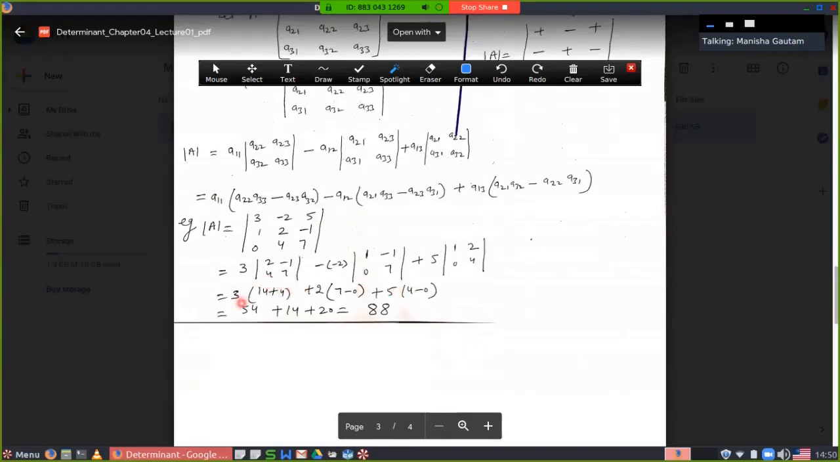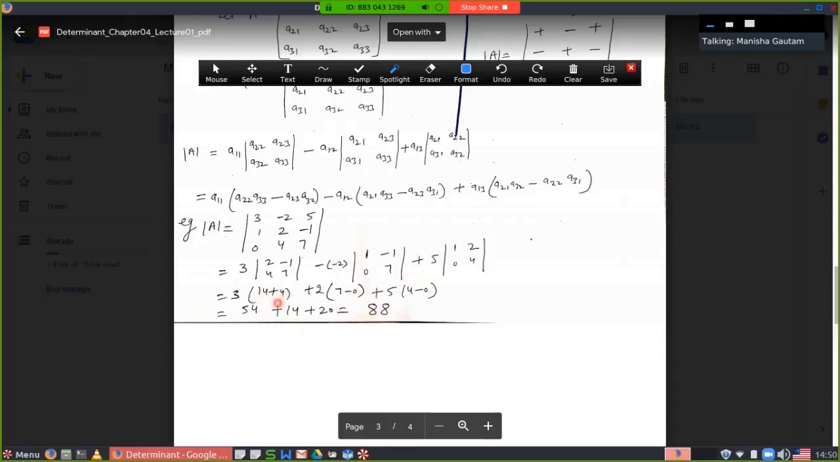3 as it is here. 7 2s are 14. 4 2s are 4 1s are minus 1, and minus sign in the formula, so 14 plus 4. Minus into minus 2. This is 7 minus 0. Plus 5 as it is. 4 into 1, 4 minus 0. Now you will get 54.